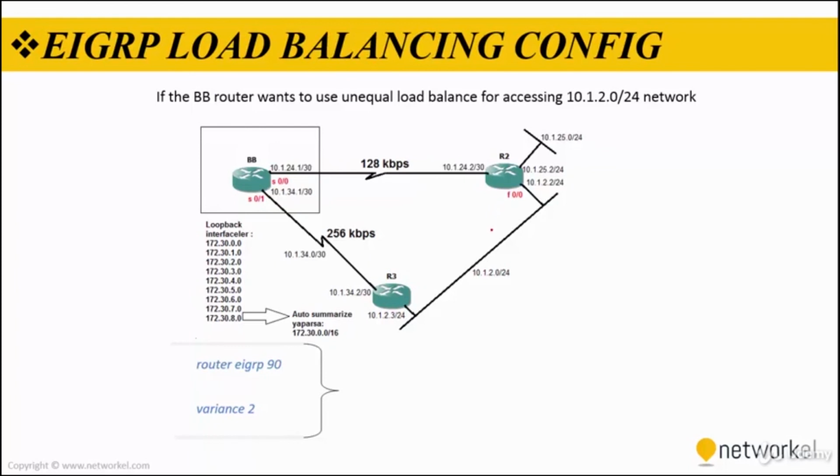If the backbone router wants to use unequal load balance for accessing 2.0/24 network, let's take a look at our figure. The network is here. To configure this guy to make unequal load balance for accessing this network, we are using the variance command. And under the EIGRP mode, we just type variance and a variance value. For this example, we are using 2 packets for here and just 1 packet for the other path perhaps.